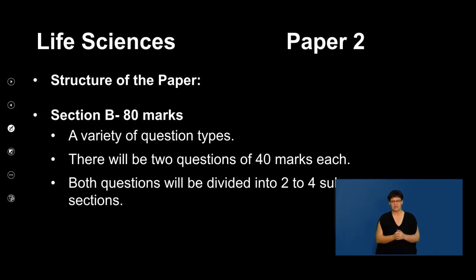When we look at section B, this section is out of a total of 80 marks. There's a variety of questions that come into these questions. Here you probably have 2 questions of 40 marks each that could take you through the second part of this exam. You need to note that each section will be divided into between 2 to 4 sub-questions.